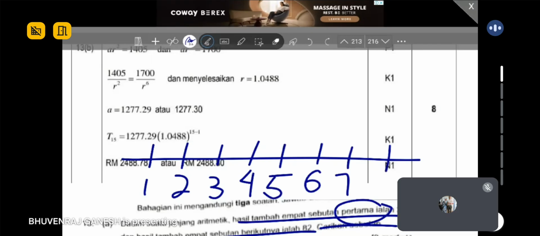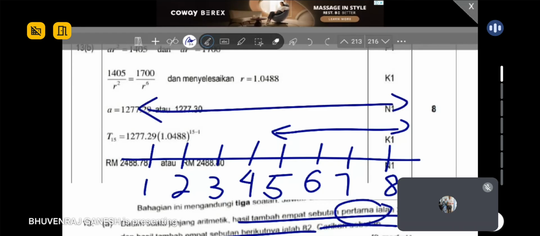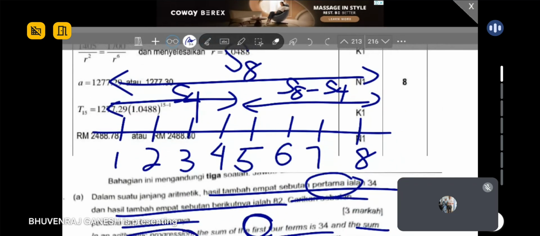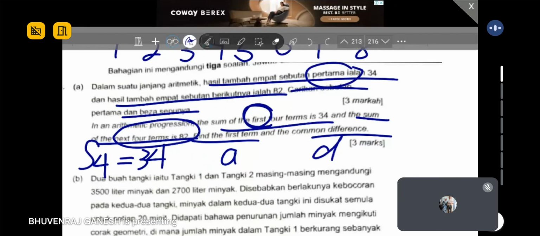So guys, they ask you next four terms. Next four terms mean what? This one. Am I right? Ini adalah empat sebutan berikutnya. So the concept is you take the total minus the first four. This is S8. This is S4. So how to find this? S8 minus S4. Logic tak guys? So logic. Makes sense. So that's why the answer is S8 minus S4. Okay, so S8 minus S4 equal to 82. Okay, mereka dah cakap 82.